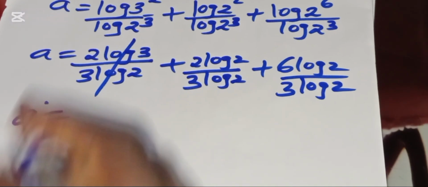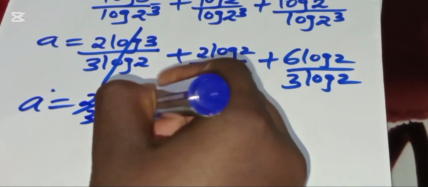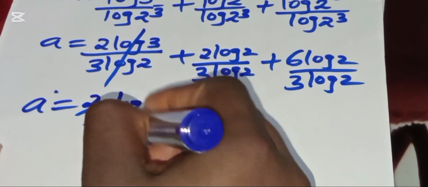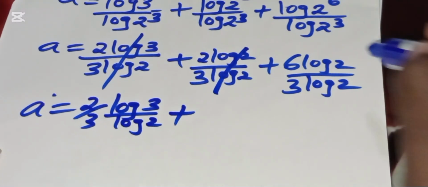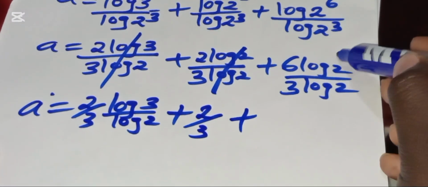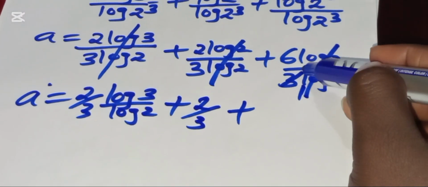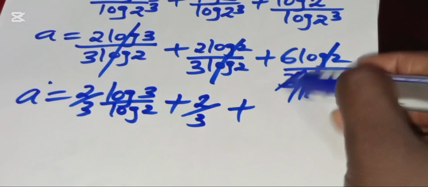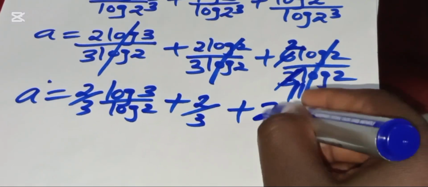By this, we're going to have 2 over 3 log 3 divided by log 2 plus, now log 2 and log 2 simplifies. Okay, so this becomes 2 over 3 plus log 2 and log 2 simplifies. Now 3, that is simple. You have 6 divided by 3, this is 2. Okay, so we'll have plus 2.